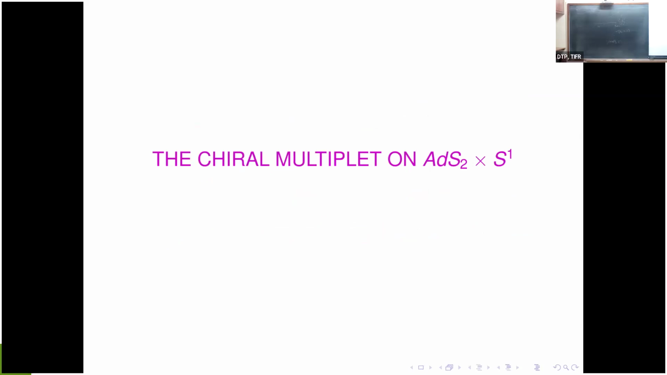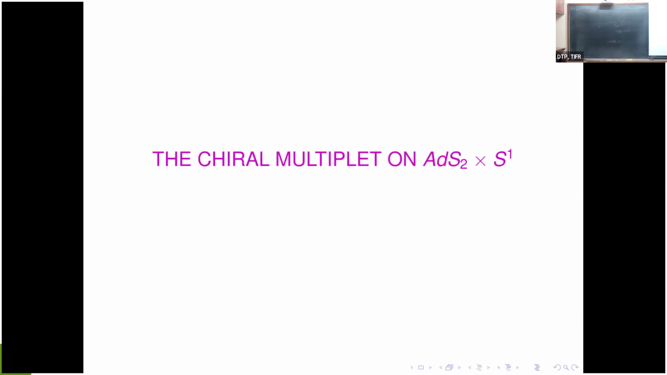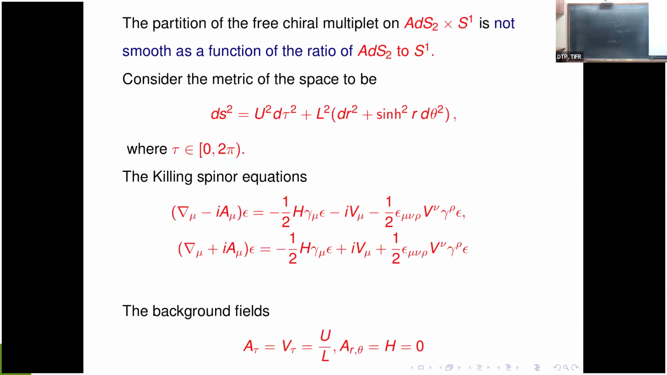So now I will connect it to the supersymmetric theories. This observation actually came about by trying to study localization on non-compact spaces. And so we look at this chiral multiplet. The chiral multiplet is similar to the chiral multiplet in 4 dimensions, but dimensionally reduced. So there's a complex scalar and a Dirac fermion in 3 dimensions.